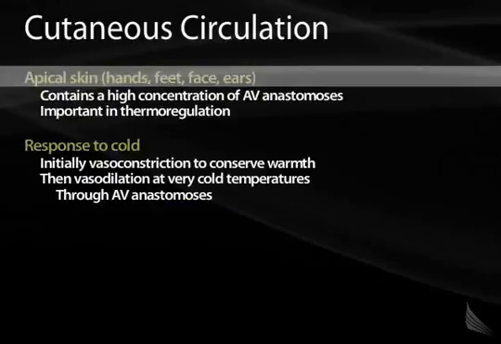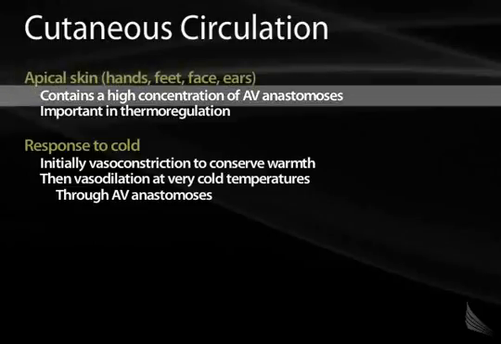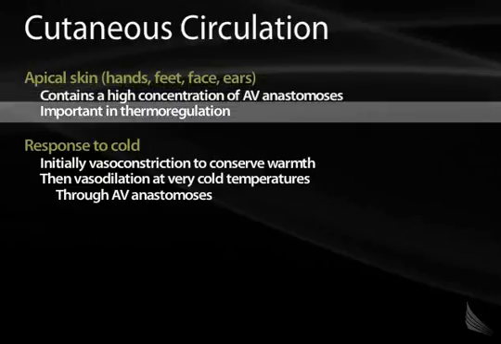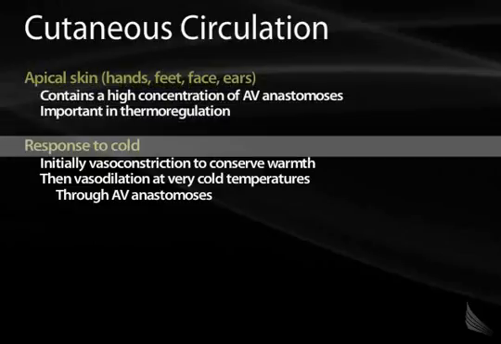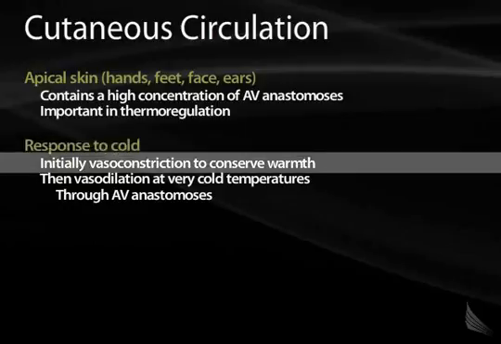The apical skin, which is seen in the hands, the feet, the face, and the ears, contains a high number of AV anastomoses. These channels are very important for thermoregulation. In response to cold stimuli, initially there is vasoconstriction. This allows blood to not enter these AV anastomoses. This conserves the patient's warmth by keeping the blood below the level of the skin.